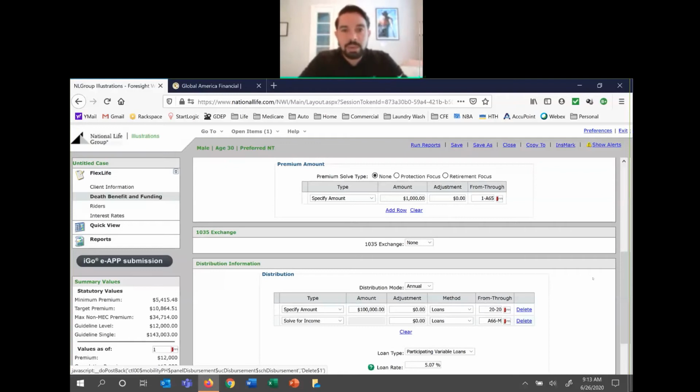So just to recap what we're doing here, we're telling the software to calculate how much cash value the policy will generate if I'm able to put in $1,000 from the first year of the policy till I'm 65 years old. Then I want to take out $100,000 as a loan to pay back the student loans in year 20, but then also want you to calculate how much income I will have annually at age 66. So now I go back to Quick View and we'll take a look and see what comes out.